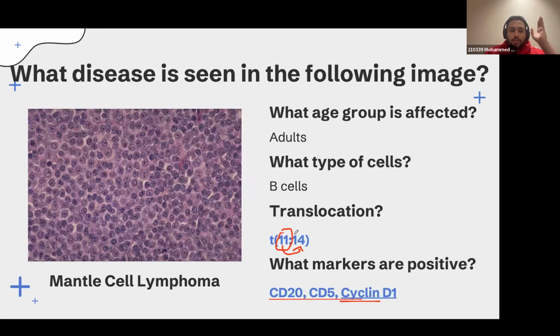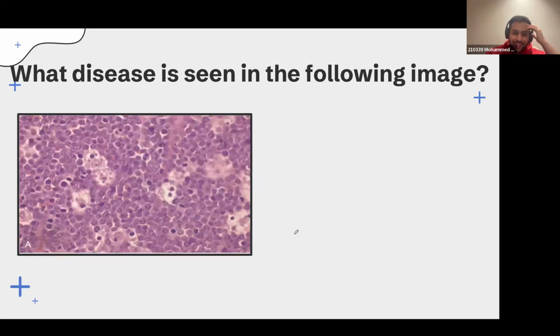Now, CD5, as I mentioned before, is usually not in B cells, but because it's cancer, it's CD5. CD5, CD20 is just like CLL, because they're cancerous. Actual explanation, I have no idea. It's just something to remember. Anyways, what's this disease? Burkitt's lymphoma.